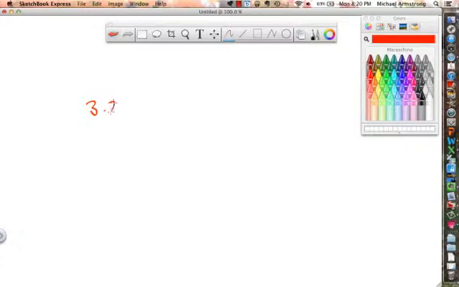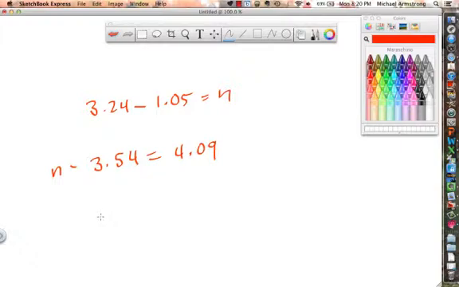Like they might say 3.24 minus 1.05 equals n, or they might say n minus 3.54 equals 4.09. And you have to figure out how to solve for this. The other one that they might do is 12.07 minus n equals 7.51. Okay, so this one is maybe the hardest one, but the truth is that if you add this to this, to n, you get this.